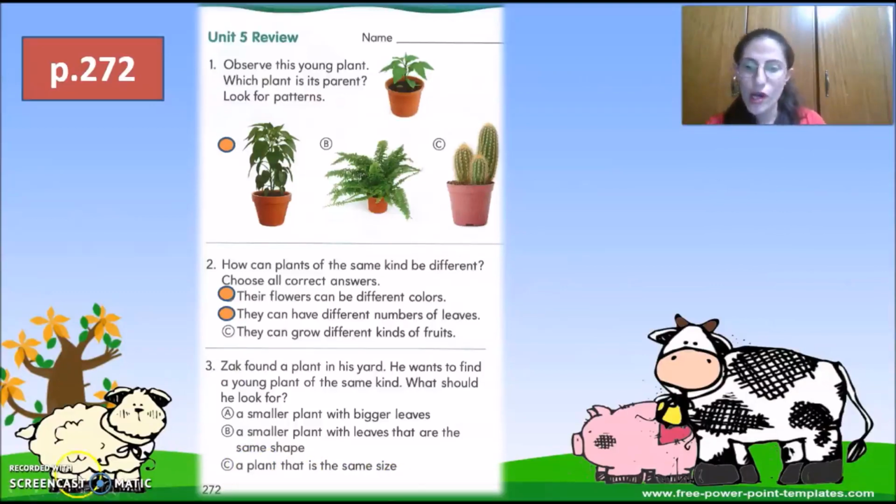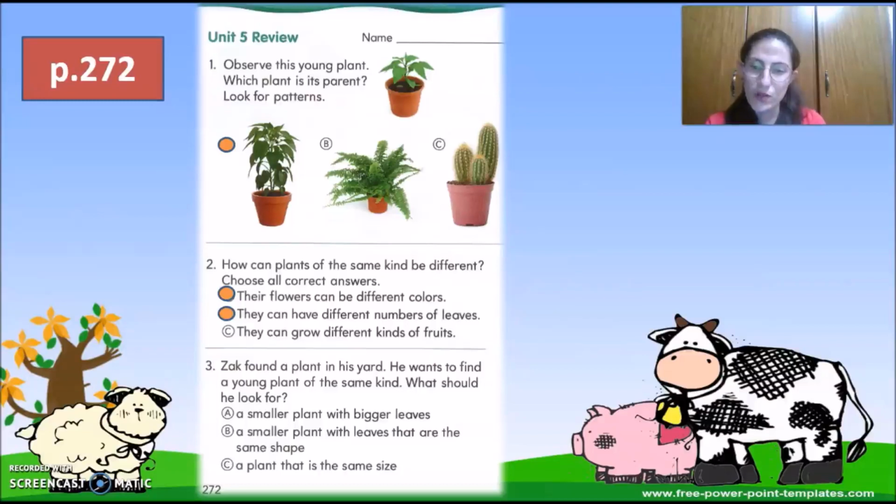What should he look for? A, a young plant, a smaller plant with bigger leaves. B, a smaller plant with leaves that are the same shape. C, a plant that is the same size. Remember, he's looking for a young plant of the same kind.